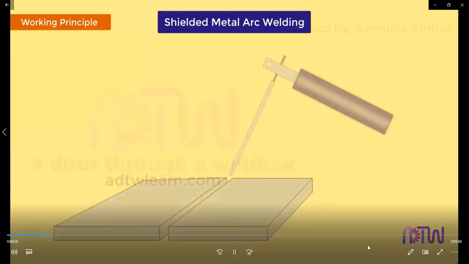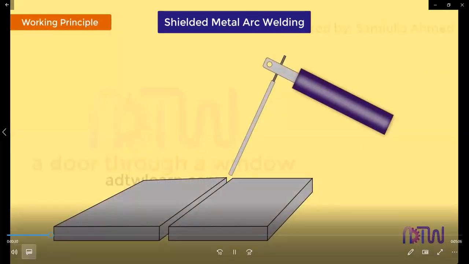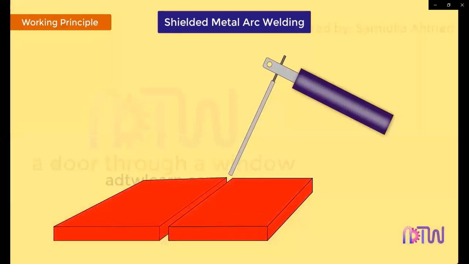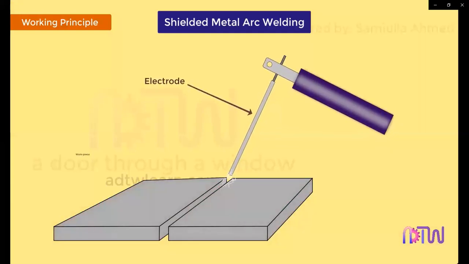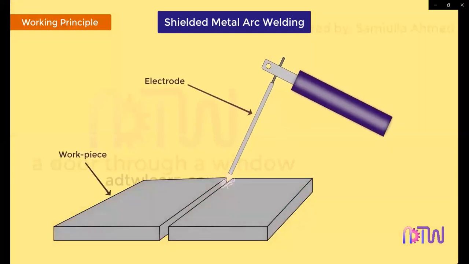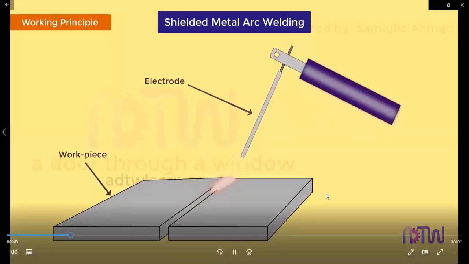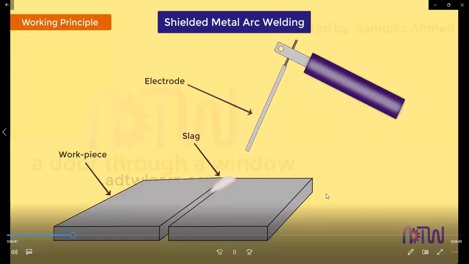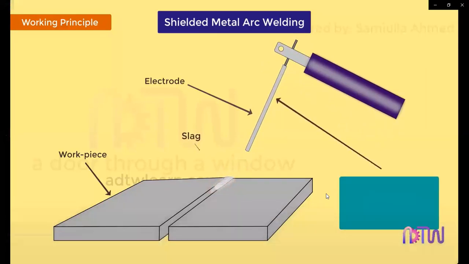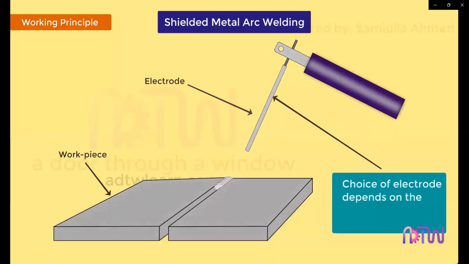Working principle. In this process, the heat required to melt the consumable electrode and form a bond with the base metal is produced by an electric arc struck between the electrode and the workpiece. The shielding for the weld pool is provided by the flux, some of which is deposited on the layer of the weld in the form of slag, which is removed upon cooling. The choice of electrode depends upon the base metal composition.